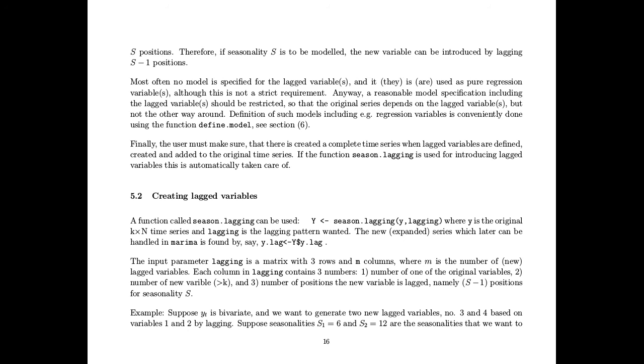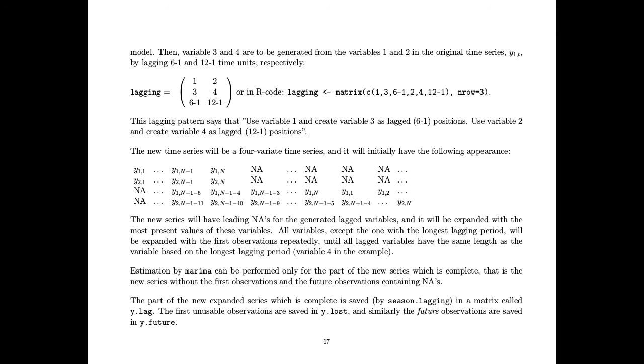There's also, to create this, you don't have to do it all by yourself. There's a function called season.lagging. And I'll just go quickly over this. So if you want to take the first variable, create a third variable with lag 5, take the second variable, create a fourth variable with that, and make it lag 11, or effectively 6 and 12. So this would give you what you could use to make a seasonal model of order 2 with season 6, for instance.